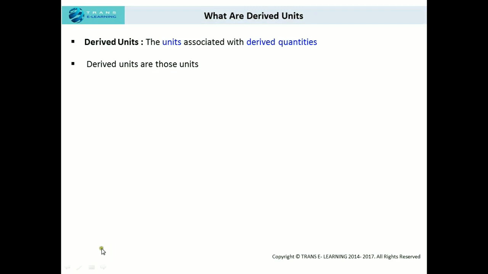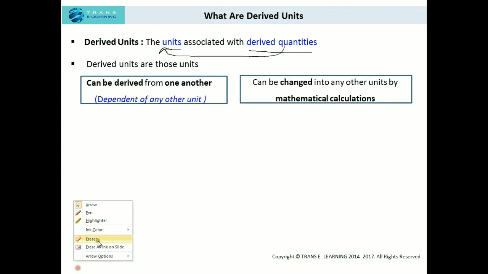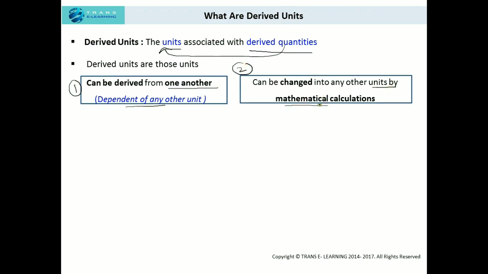What are derived units? The units associated with derived quantities are known as derived units. We have discussed the derived quantities, so the units associated with them are known as derived units. There are 2 points related to derived units. First, they can be derived from another, that is, they are dependent on other units, as we have discussed earlier. And the second point is they can be changed into other units by mathematical calculations. To help understand these 2 points, I'll take an example here.